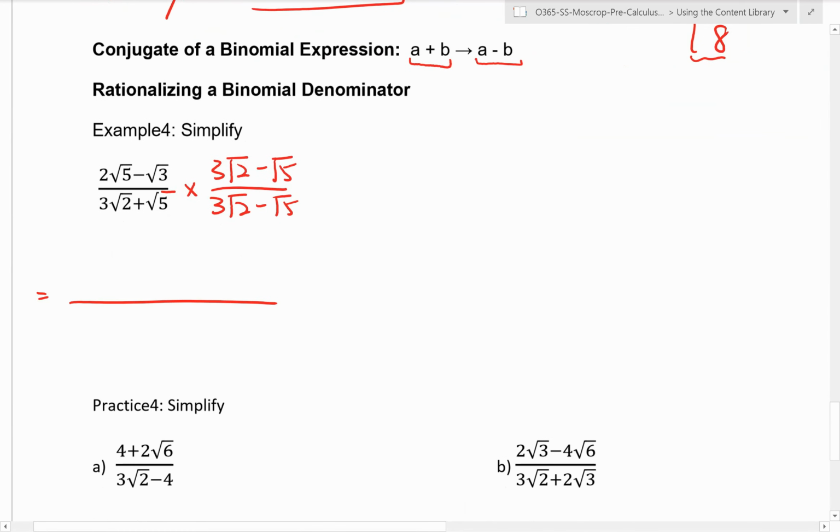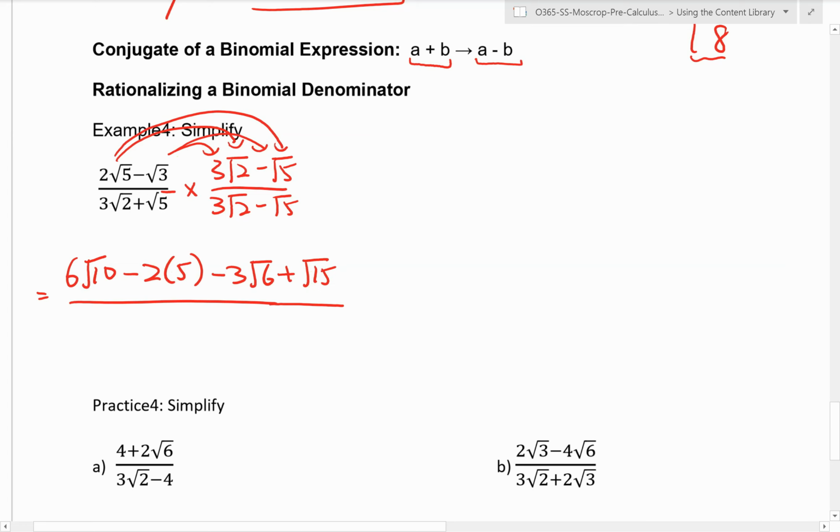So I'm going to multiply the top. 2 root 5 times 3 root 2 is 6 root 10. 2 root 5 times root 5 is, okay, negative 2 times 5. And then we have root 3 times 3 root 2, that's negative 3 root 6. We have negative root 3 times negative root 5, that's a plus root 15. Okay, so that's the numerator.